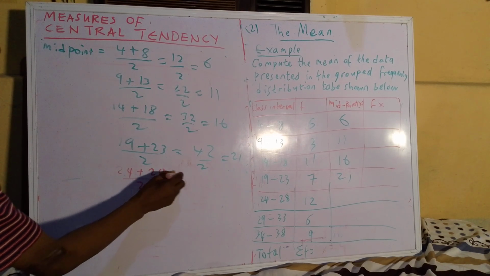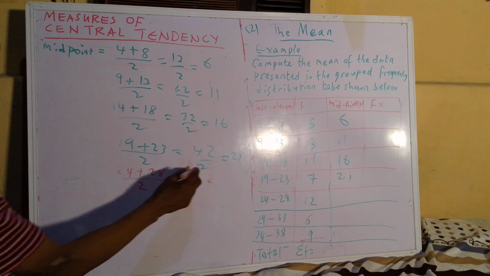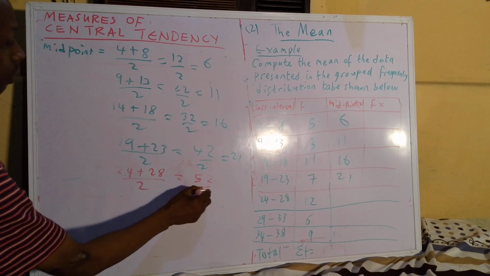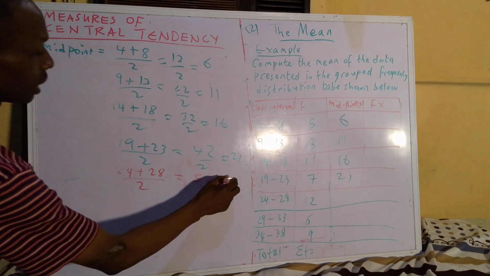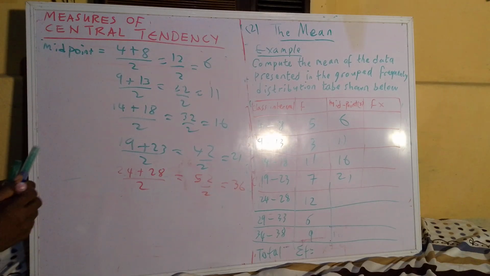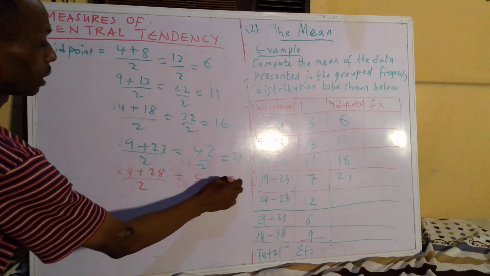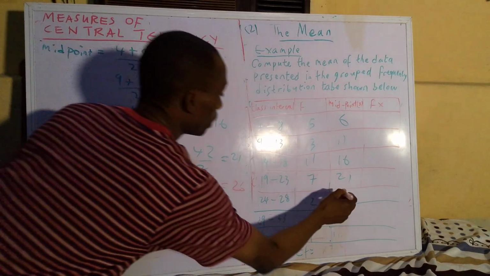So that will give you what? 52 divided by 2. And that will give you what? 26. I hope I'm correct. That's 26. It should be 26. So that's 26.